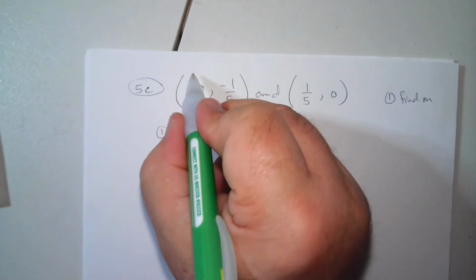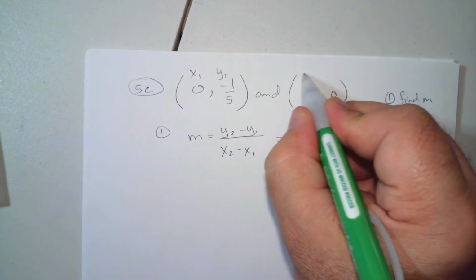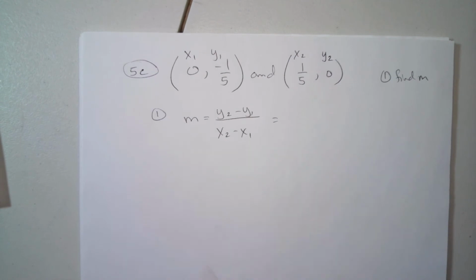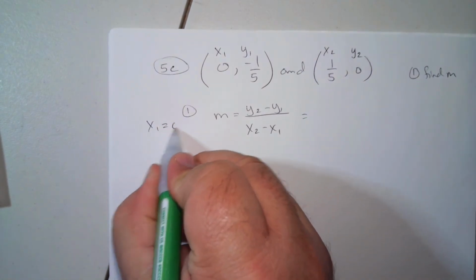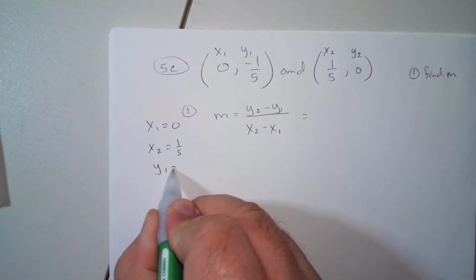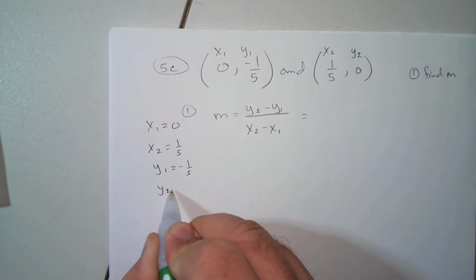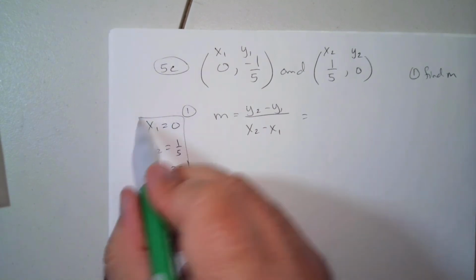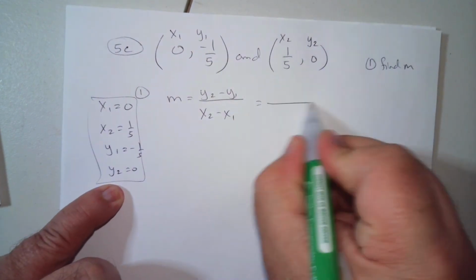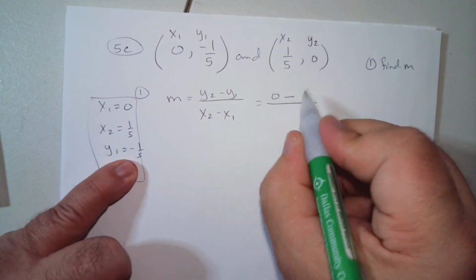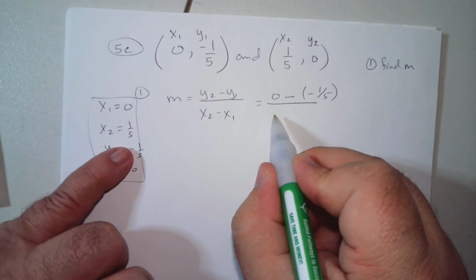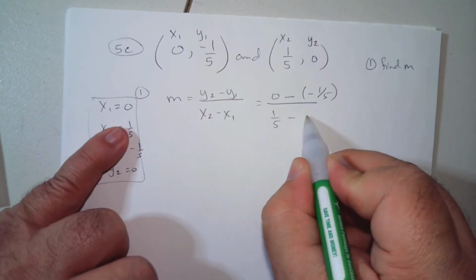Remember, this is 0, -1/5, so that's x1, y1, x2, y2. Make sure you label those. It's even much safer if you just list these. X1 is 0, X2 is 1/5, Y1 is -1/5, Y2 is 0. If you list them this way, it's much easier. You won't get lost. So Y2 is 0 minus Y1, which is -1/5, over X2, which is 1/5, minus 0.